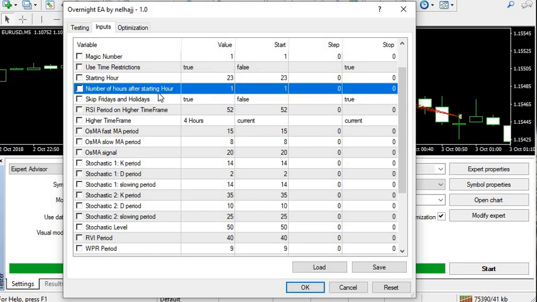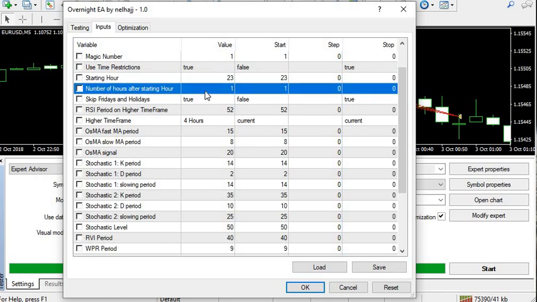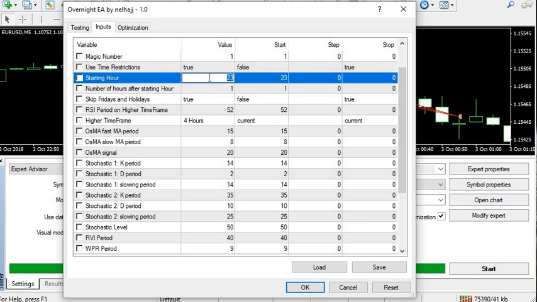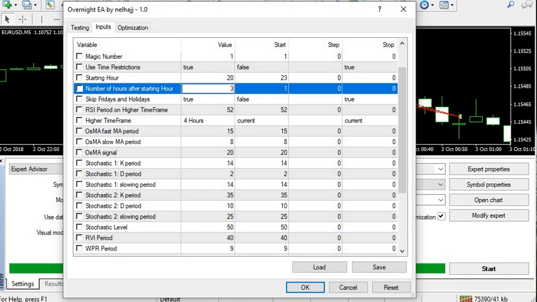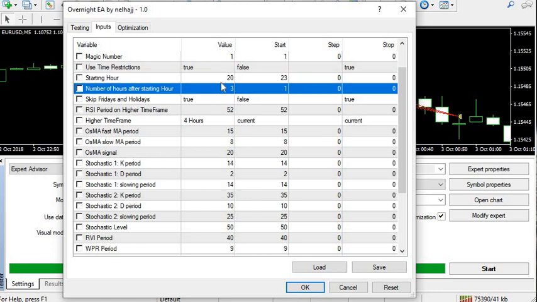And this number of hours after starting hour is the number of hours after 23, where the EA will continue looking for trades. So as we have it here, the EA will start at 11 p.m. and will continue looking till it's midnight. If we had this on, let's say, 20 and this on 3, then this means that the EA will start looking for trades at 8 p.m. and it will stop after 3 hours, which is 11 p.m.